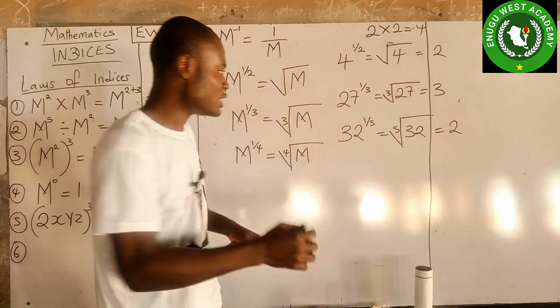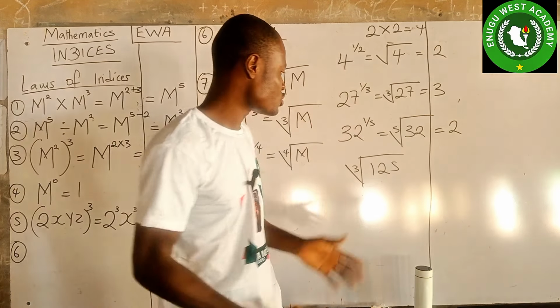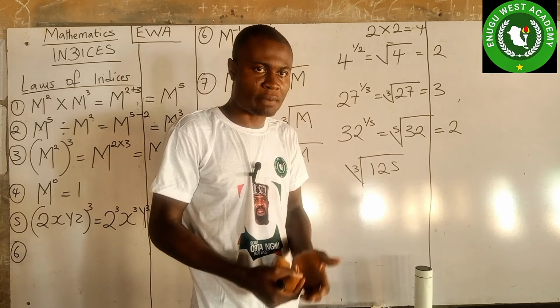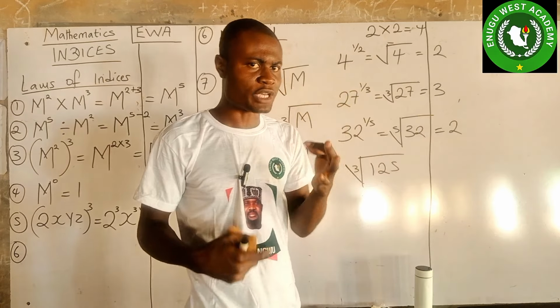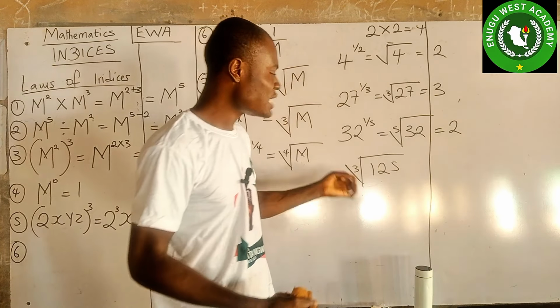Look at this one also. Cube root of 125. Cube root of 125 means you should get a number which, if you multiply it 3 times, will give you 125. Now, let's start with 2. 2 times 2 is 4, 4 times 2 is 8. It is not 125. Let's go to 3.